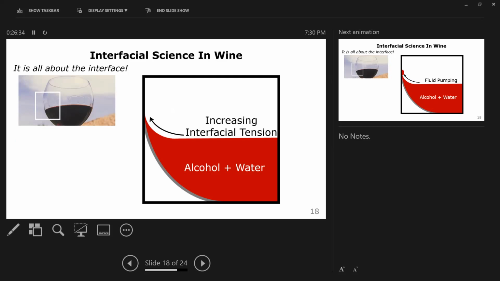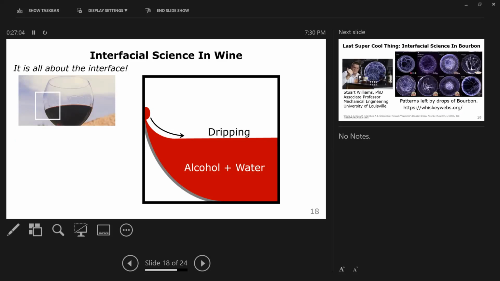And once you cause that to happen, then you actually change what's called the interfacial tension, which is the force that an interface feels as a consequence of the chemicals that are at the interface. That then causes fluid actually to pump up the rim of the glass or up the side of the glass such that you actually get a little drip here, which then will fall down.